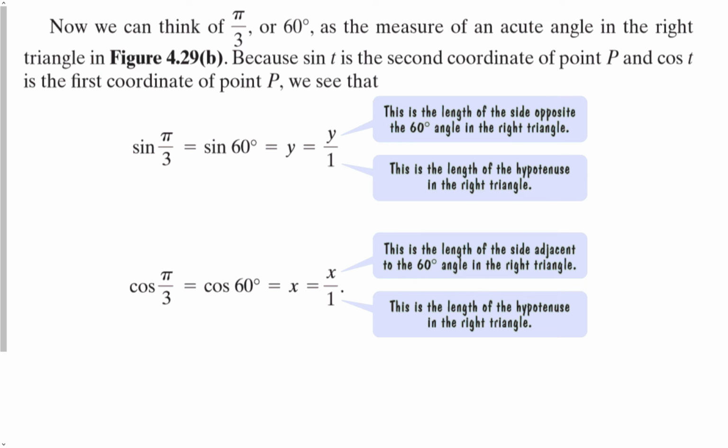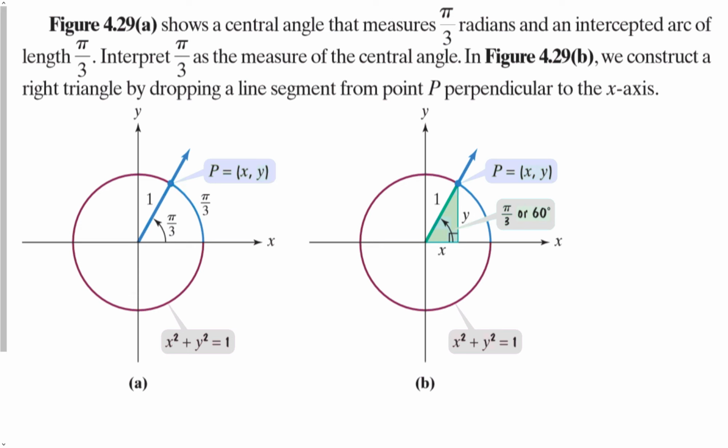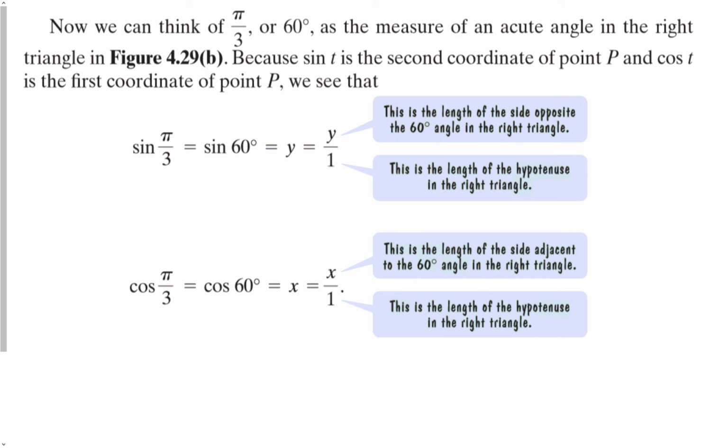So we can now think of pi over 3, this angle right here, as 60 degrees, because it's a little weird to think of the inside of a triangle as a radian measure. So when we're talking about triangles, we are going to go back to using degrees. We can think of 60 degrees as the measure of the acute angle in that right triangle.